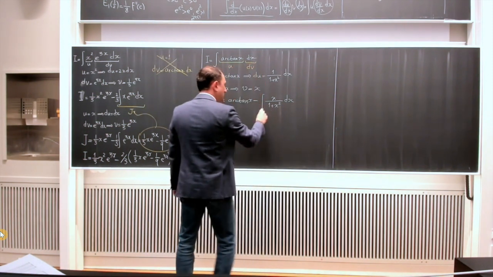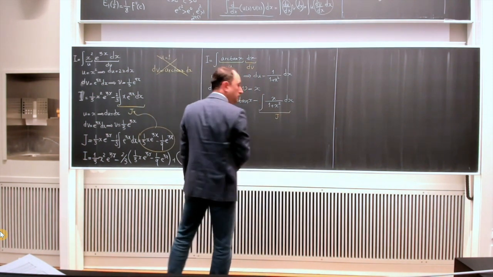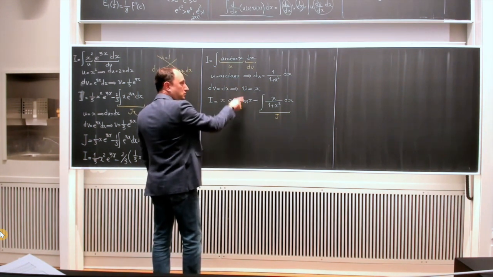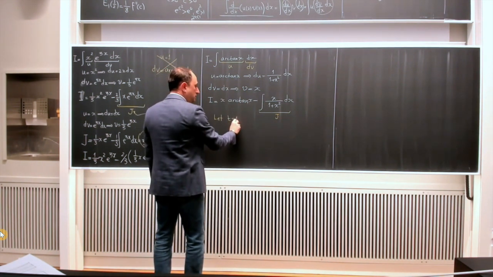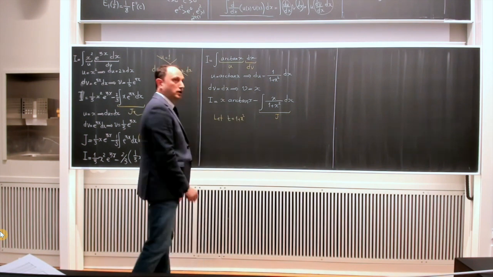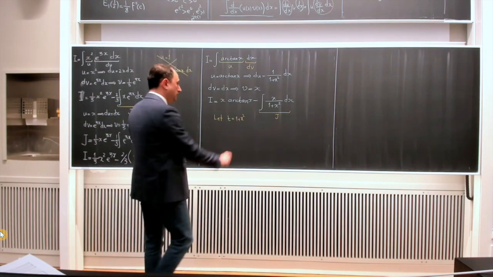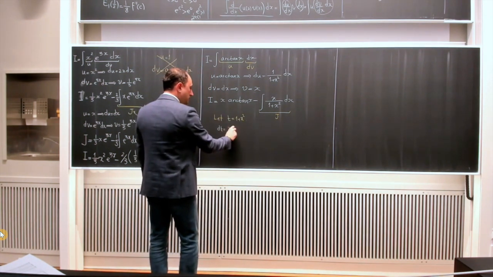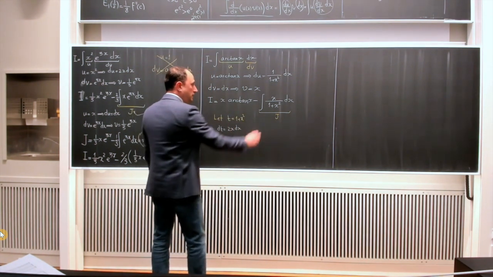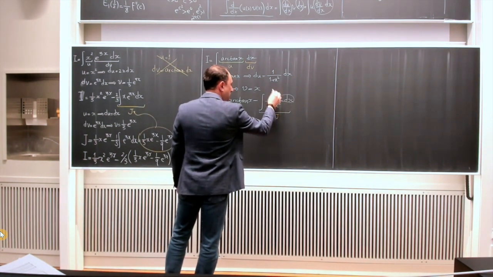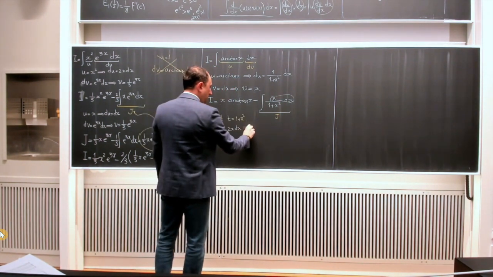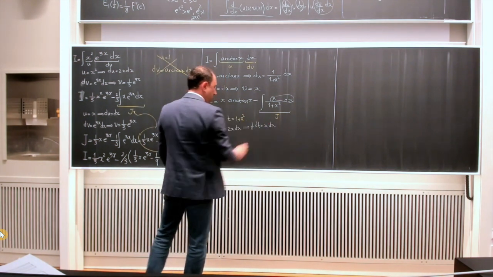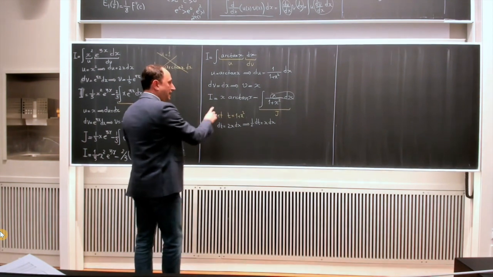For this integral, let me call it J, and let t, I am not allowed to use u anymore because I have already used that, let me take t to be 1 plus x squared. Then what happens? dt becomes 2x dx. But here, what I need is this combination, which is x dx. So I divide everything by 2.